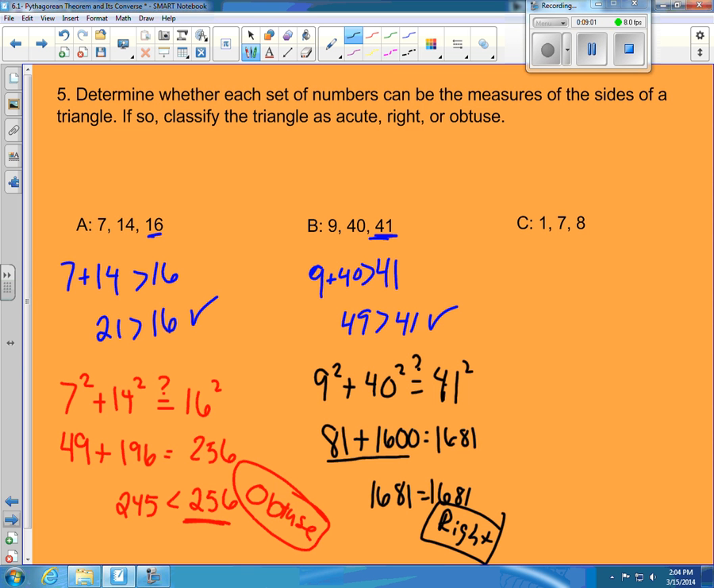Okay, so I want you guys to try C. First, you're going to determine, is it even a triangle? And then you're going to determine, well, if it is a triangle, what type of triangle do we have here?